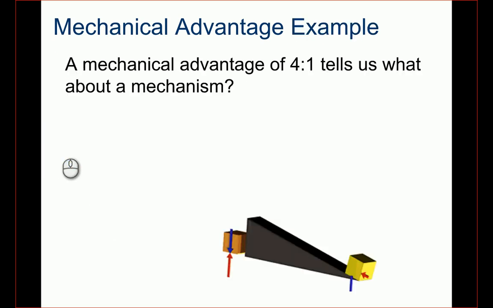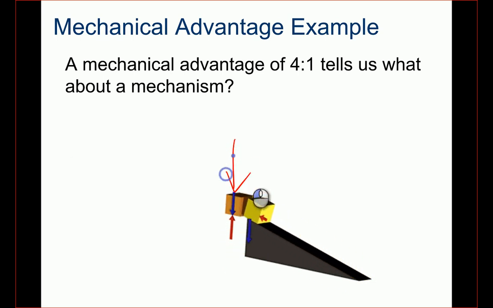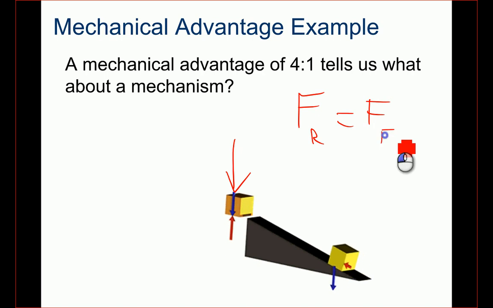Okay, now let's go into those. Mechanical advantage of 4-to-1 tells us about the mechanism. If you look at this weight, it has a mechanical advantage of 1-to-1, which means that the force applied to move it is equal to the force it takes to pull it down. Now, the force repelling it, or the force resistant, as I will call it, F sub R, okay, is equal to the force of the effort, as in me lifting it up.